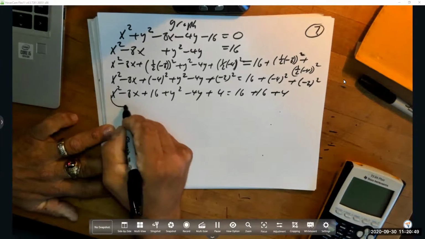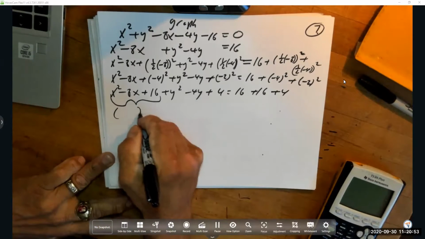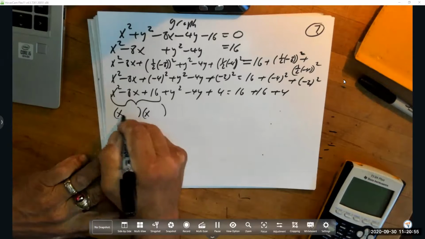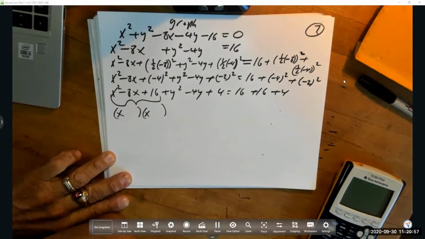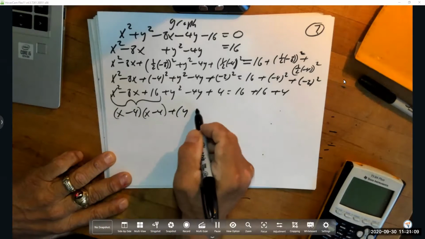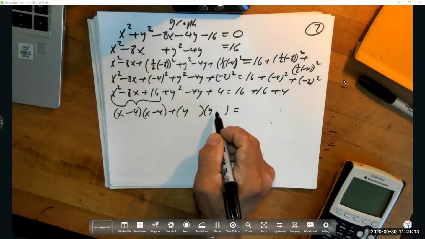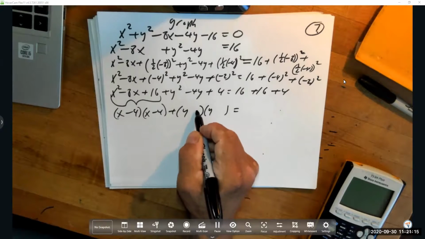All right, so this right here, the first two, I factor into two numbers. What are they? 2 and 4? No, they have to be the same number twice. Oh, 4 times what is 16? 4. There you go. And the y, same thing, it has to be the same number twice. What number? 2. Exactly.